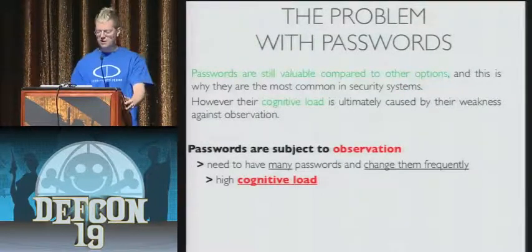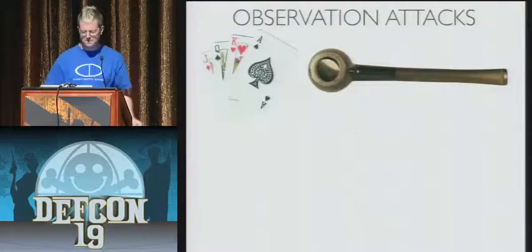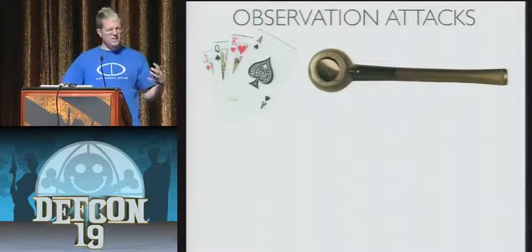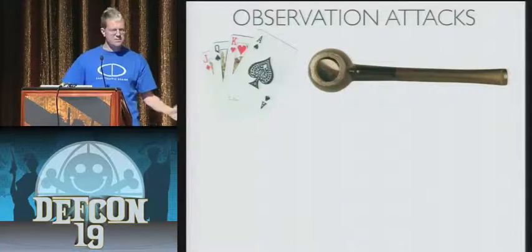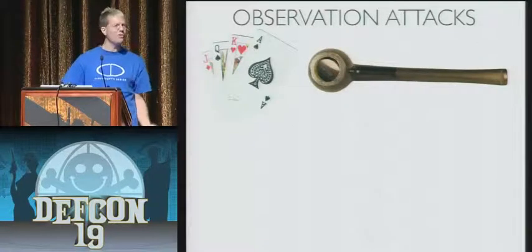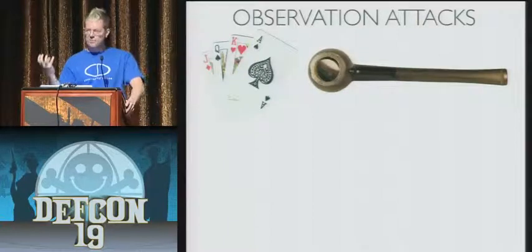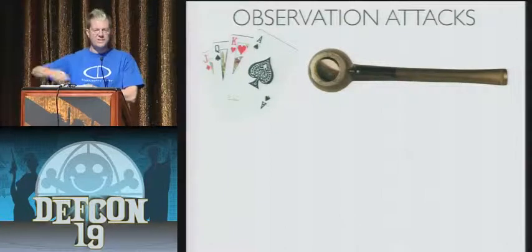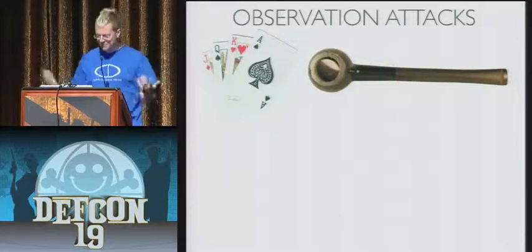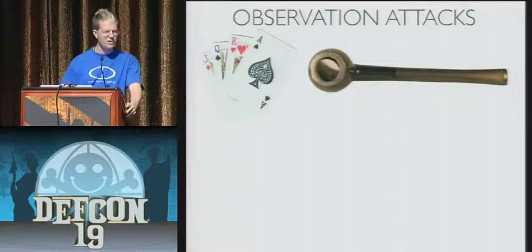You need to have many of them, and you need to change them frequently, because they can be lost so easily. And observation is a classic attack. It's not just in passwords and so on. So cheating at poker, for example, this item that's on the screen is a fake pipe with a mirror in it for a card dealer to cheat at poker so they can see the cards that they pass across it. So a classic observation attack for a crooked individual in the system.